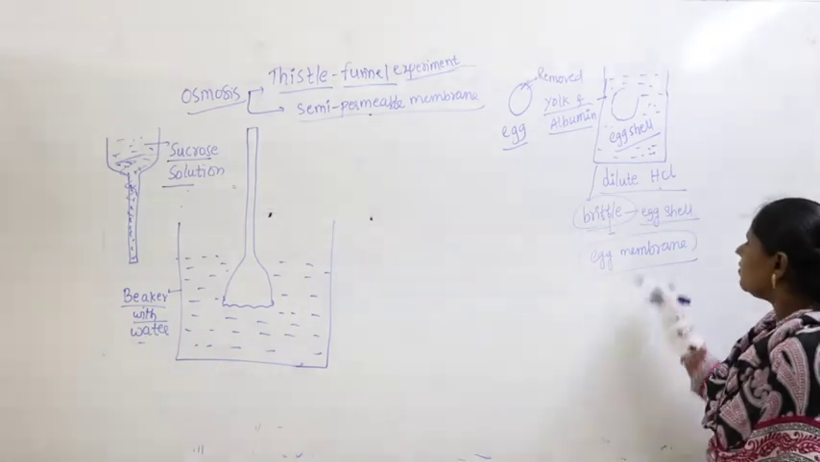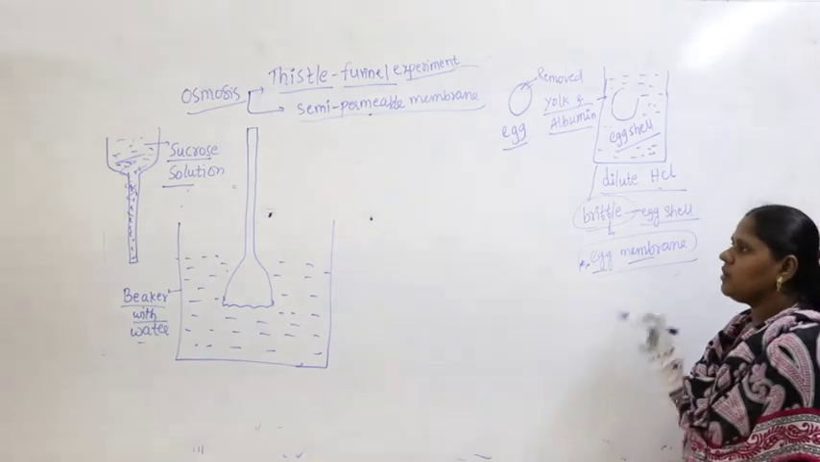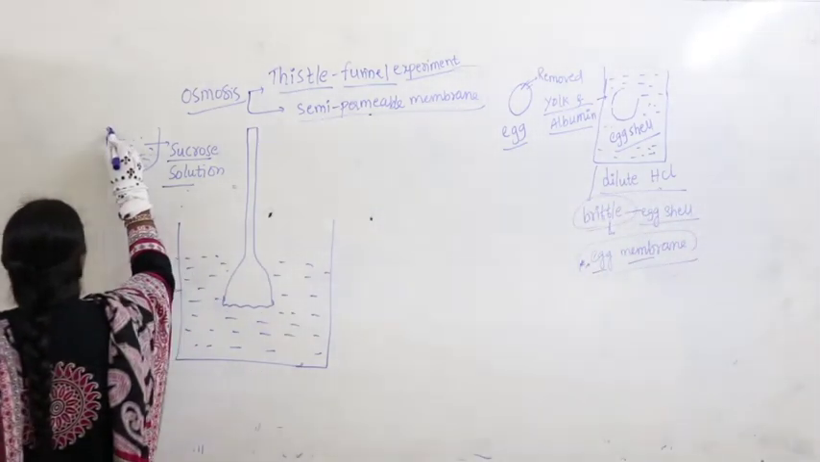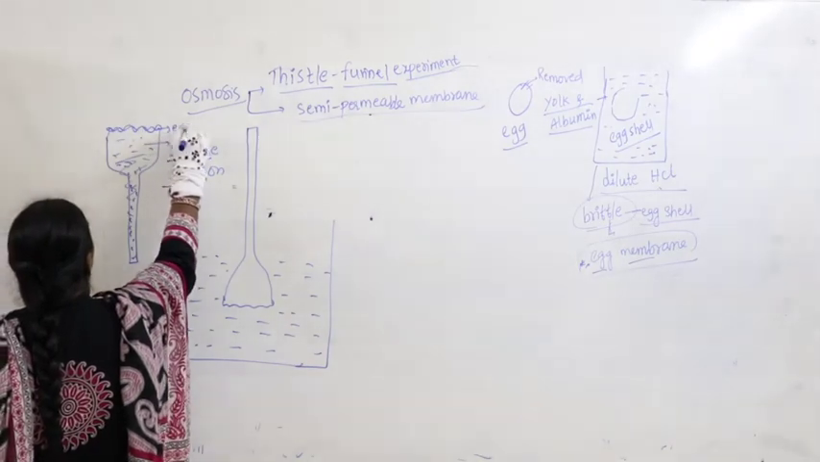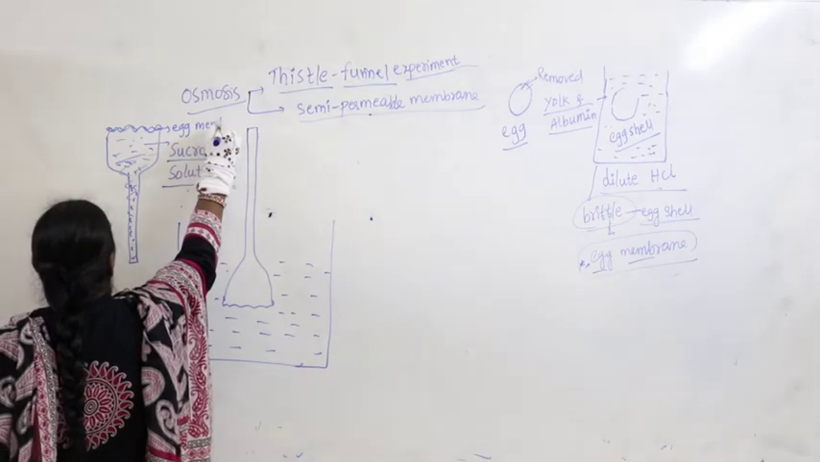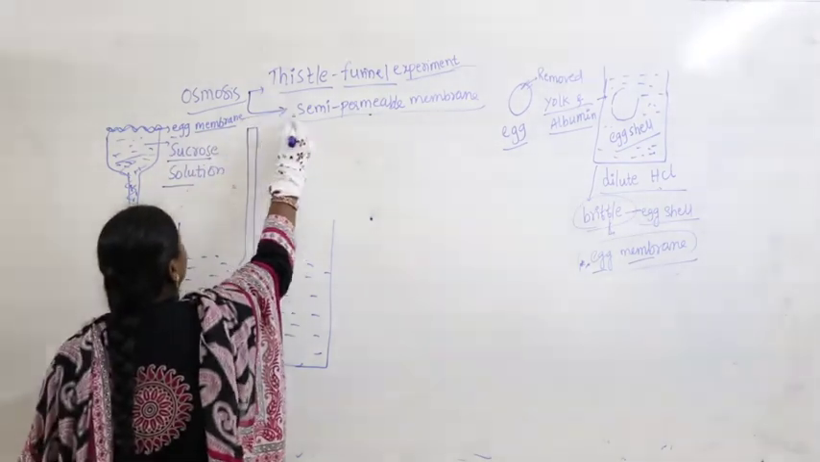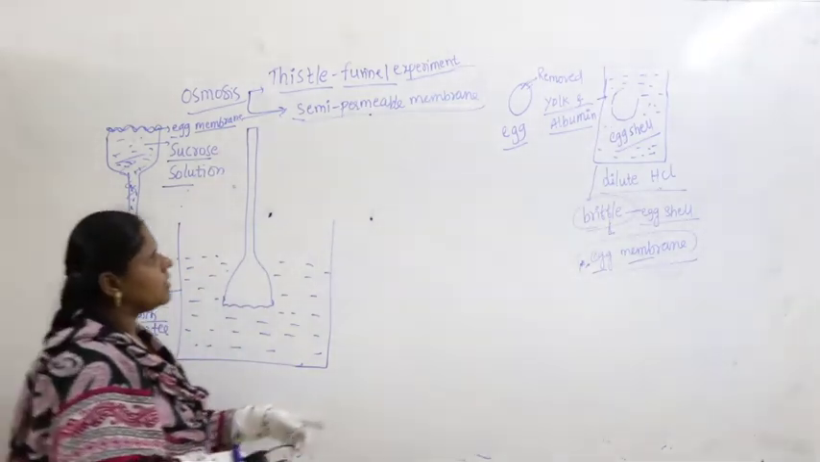Okay, from the eggshell what they have extracted is nothing but what? Egg membrane. Now that egg membrane they placed it over here. This is egg membrane. Now this egg membrane is acting as what? Semi-permeable membrane. Simply I'll repeat again, listen carefully.